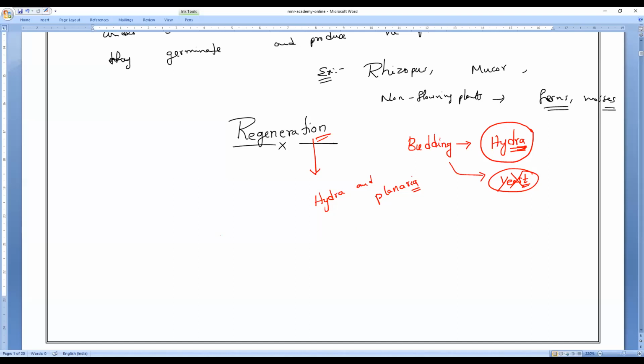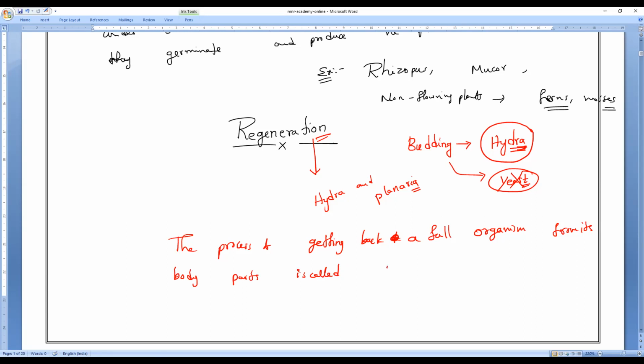The process of getting back a full organism from its body parts is called regeneration.